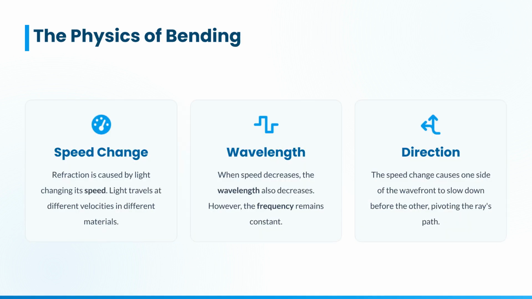The physics of bending involves a change in speed. As light enters a different material, its speed and wavelength change, though the frequency remains constant. This speed change causes one side of a wavefront to slow down before the other, pivoting the ray's path.